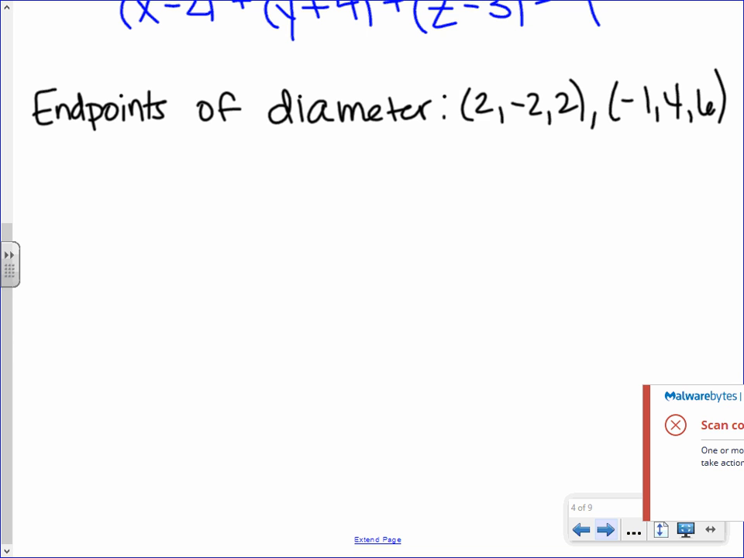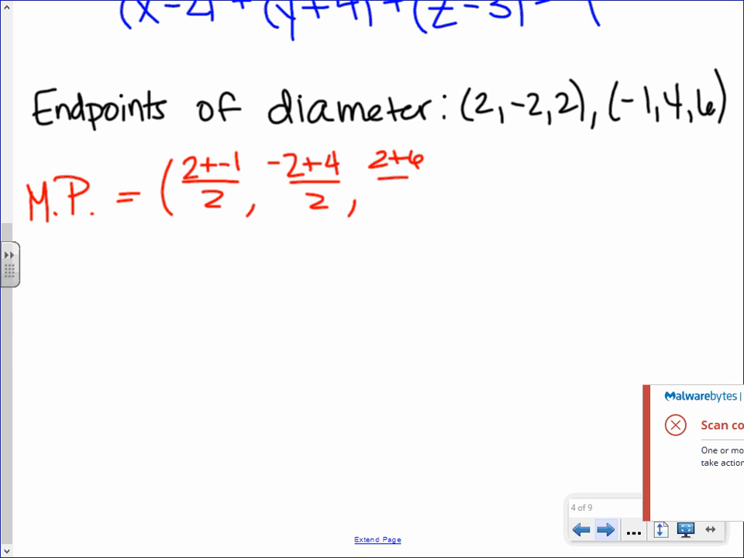Okay, so let's find the midpoint. Our midpoint: 2 plus negative 1 over 2, negative 2 plus 4 over 2, and 2 plus 6 over 2. That's 1/2, 1, 4. Okay. So this is our center. That gives us h, k, j. Now we need the radius.